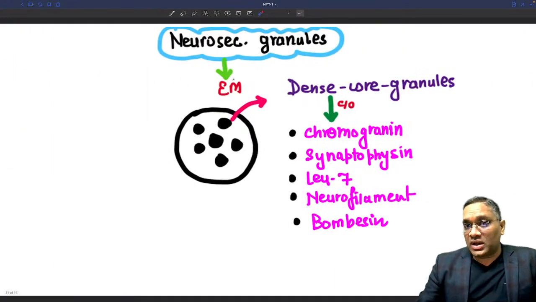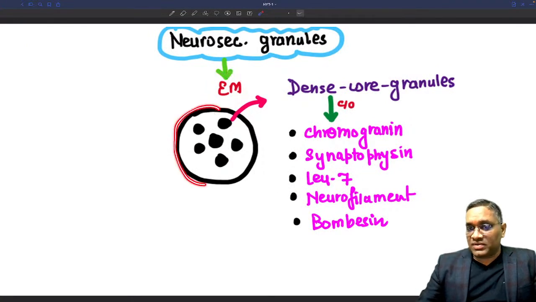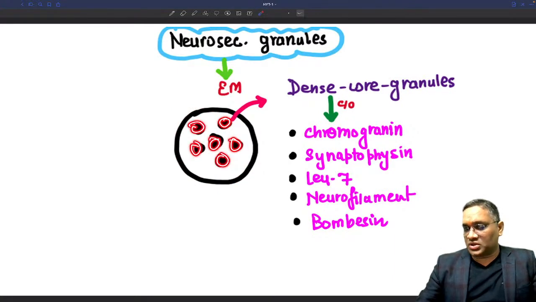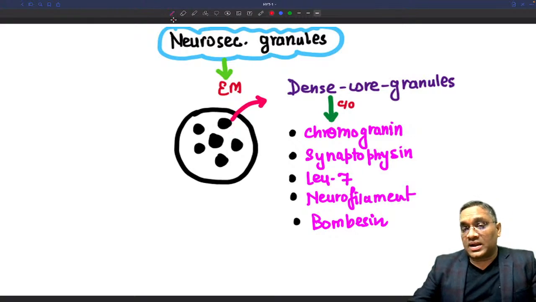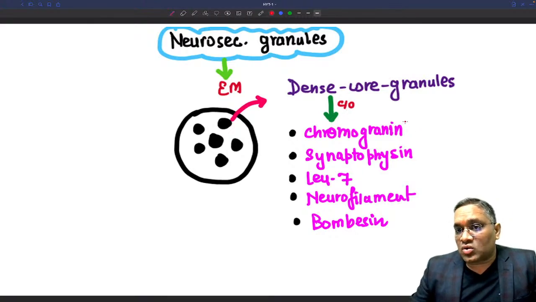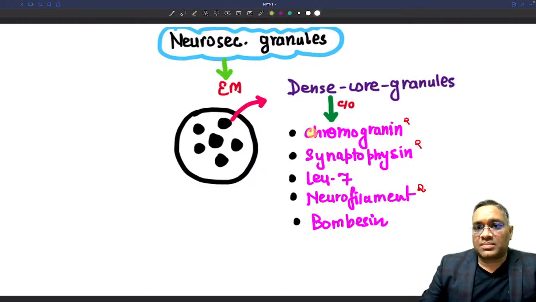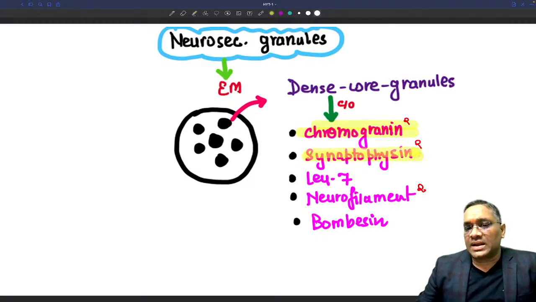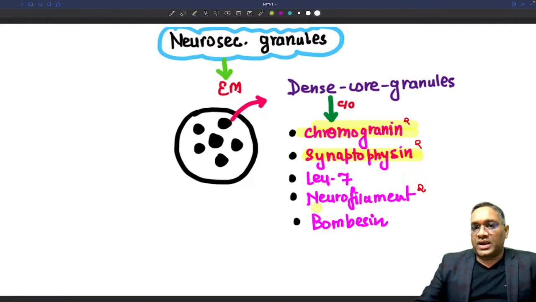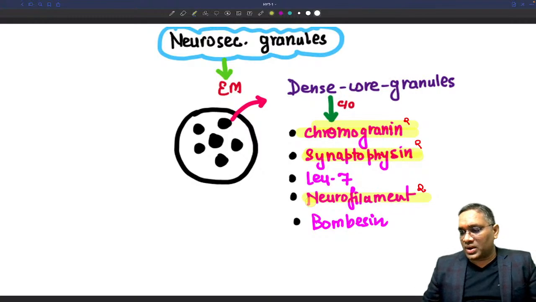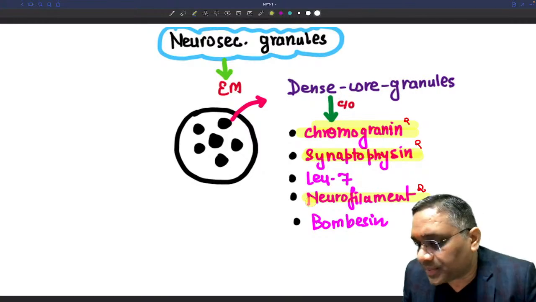Neurosecretory granules, as I said, on electron microscopy will look like this. There are dark, dense, round structures. This dark, dense, round structure is called dense core granules, right? And why are dense core granules dark and dense? Because they have all the markers like chromogranin, synaptophysin, neurofilament. These are questions which have been asked earlier in exams. Chromogranin, synaptophysin is a marker for small cell cancer of lung or any neuroendocrine tumor, right? Neurofilament I had asked in this question.